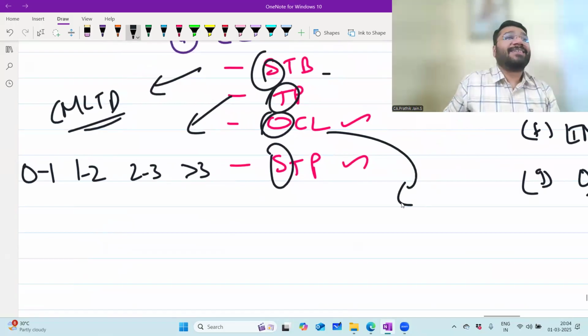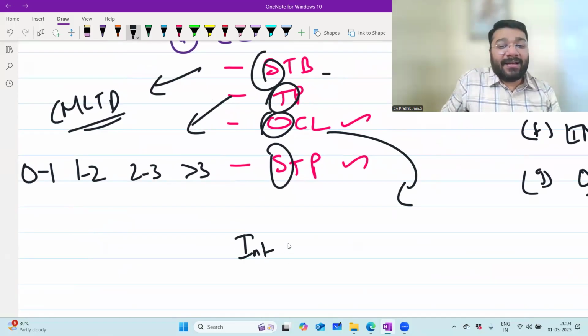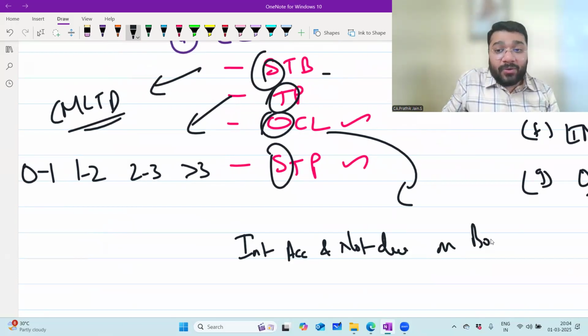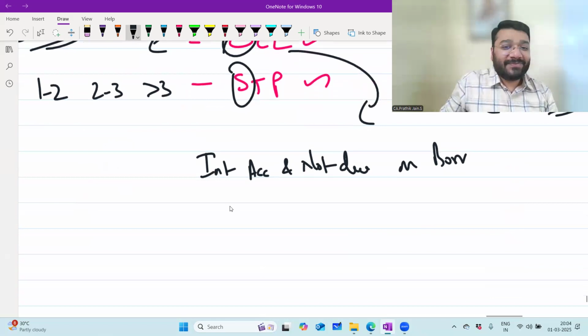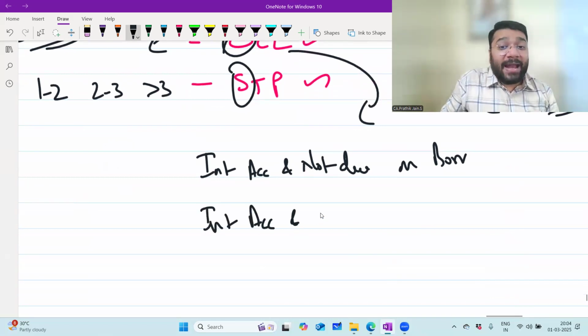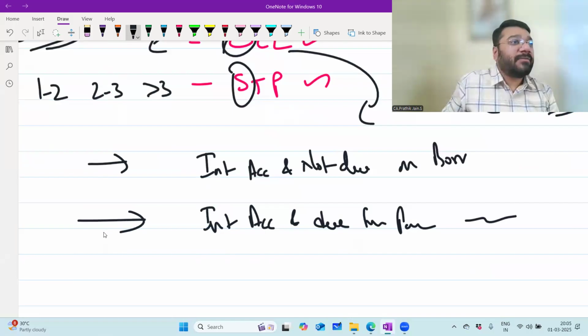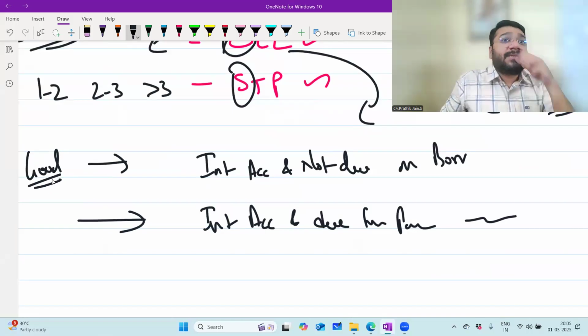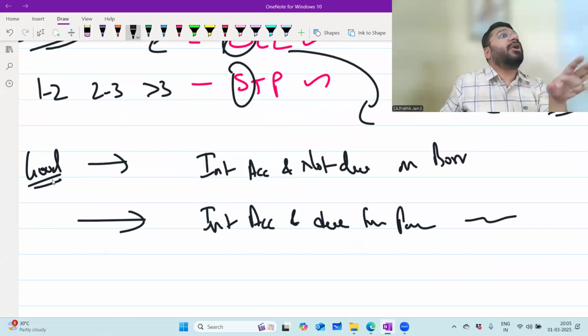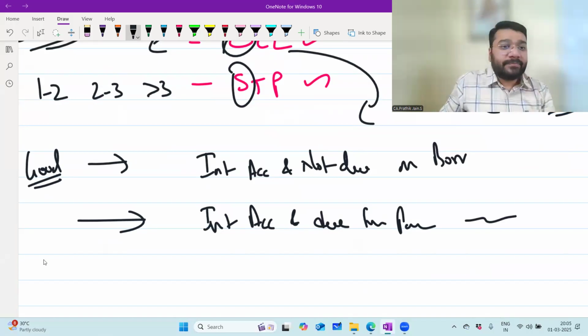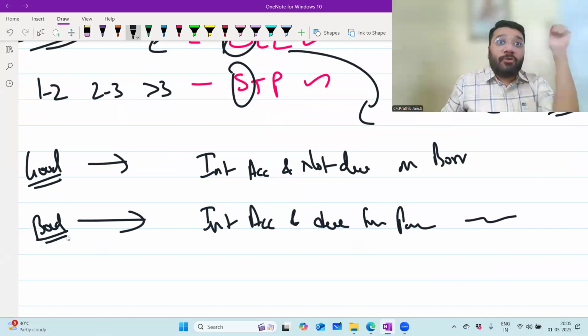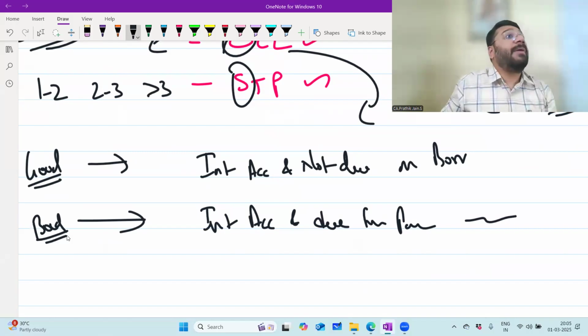Other current liabilities. Interest accrued and not due on borrowing. Then interest accrued and due for payment on borrowing. Is this good or bad? Good. And this one? Bad. This is good: interest is recorded, payment not made because it is not due, so I have not defaulted and I am still a good boy. Here I am a bad boy because it is due for payment. The liability is triggered, but I did not make the payment.